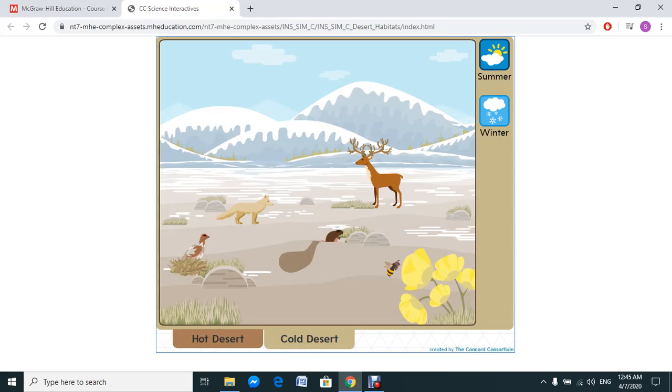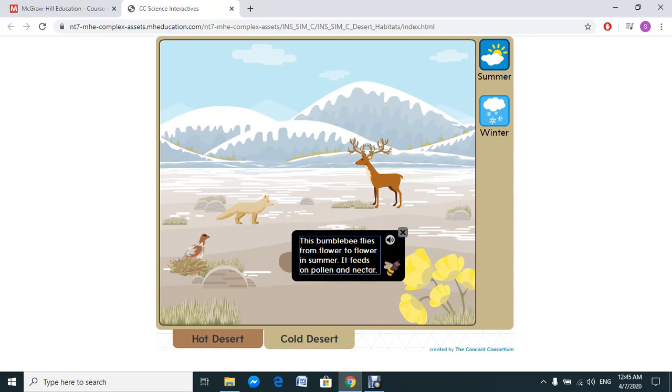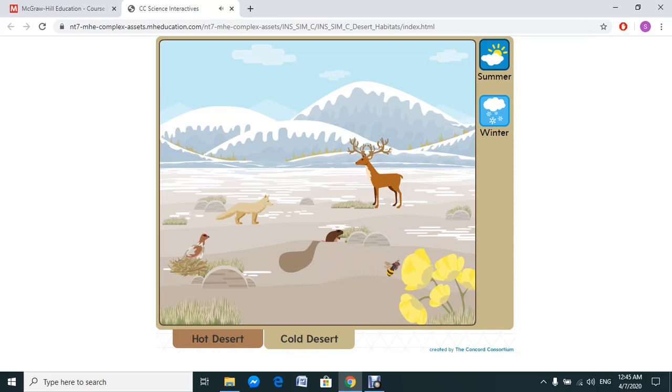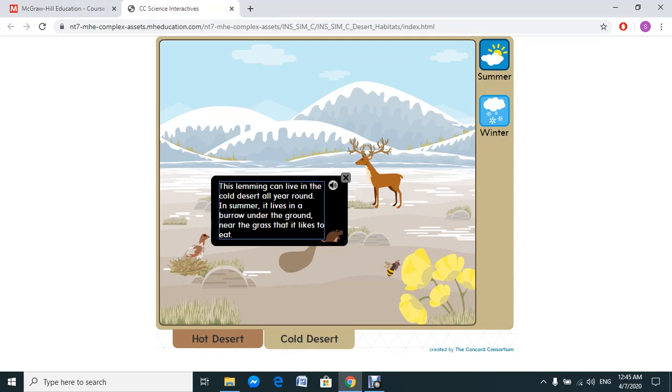Let's see the cold desert now. Can you see how beautiful it is? Now let's see this bee. Bees are moving a lot during summer. They are looking for flowers to collect pollen. As you see here in the cold desert, we will not see day and night. We're going to see summer and winter. So bees are moving around and collecting pollen during the summer. Let's see this animal.